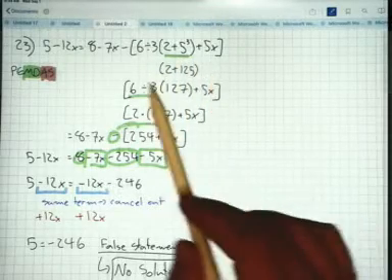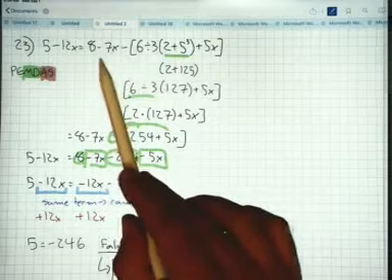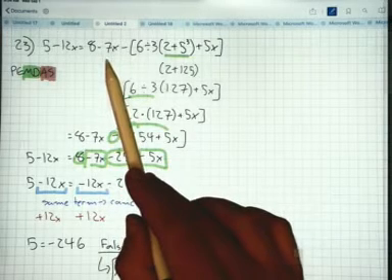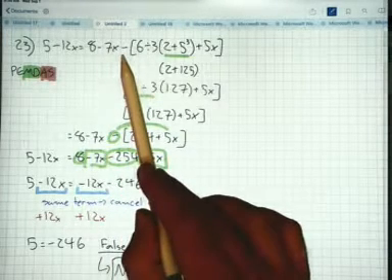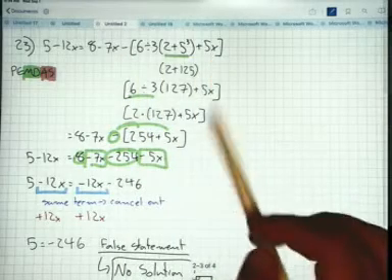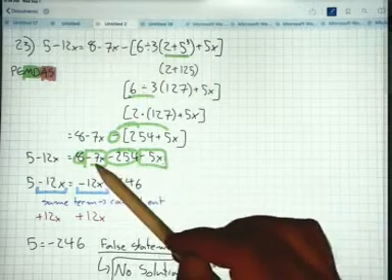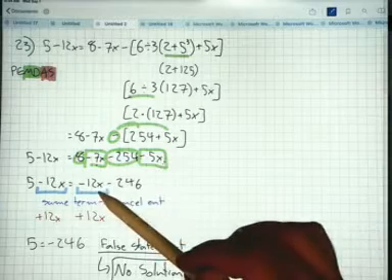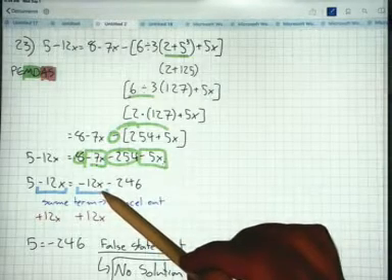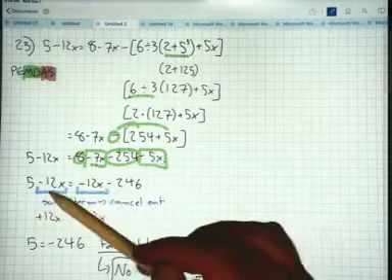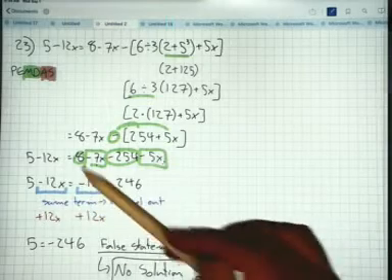The nice thing about this is, if you look up here, here's that minus 7x. If you distributed that minus sign correctly, that becomes a negative 5x. Negative 7x, negative 5x gives you your negative 12x. And there you have those two negative 12x's on both sides of the equation. They're going to cancel out.